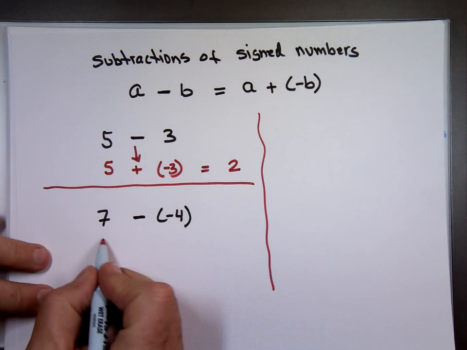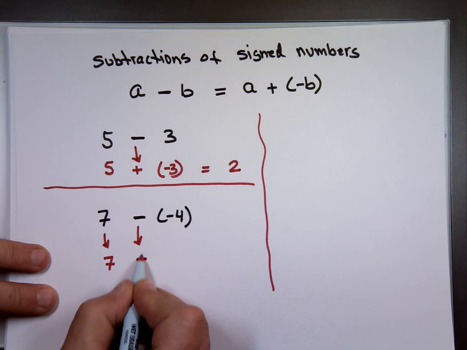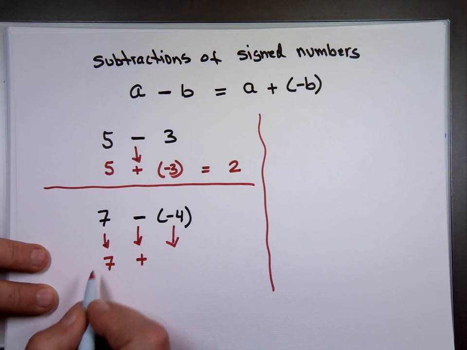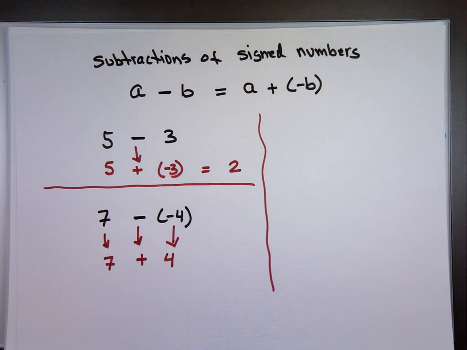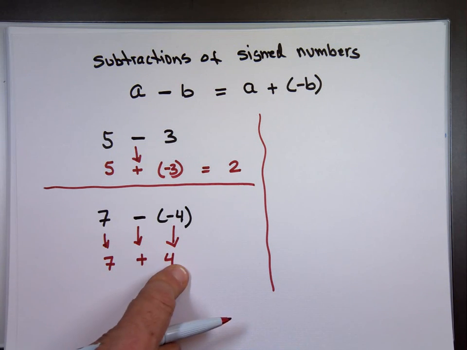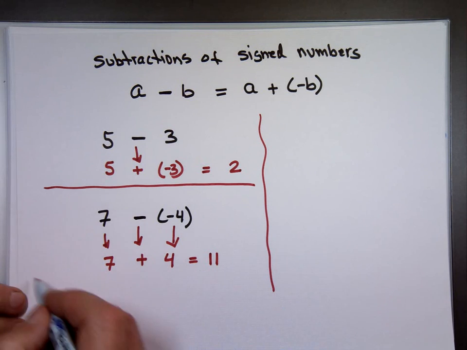Correct. Leave the first one alone. Change this one to a plus and take the opposite of that. What's the opposite of negative 4? 4. 7 plus 4, the same sign. You add them, which is what? 11. Sign is positive.